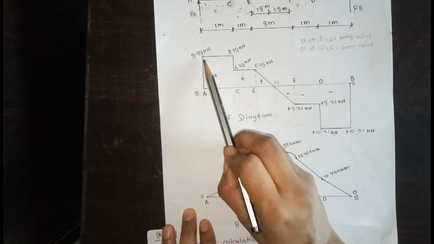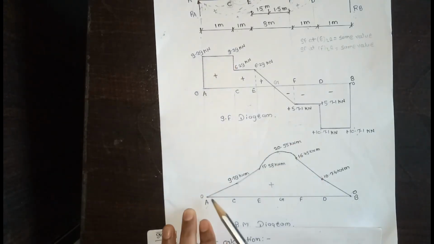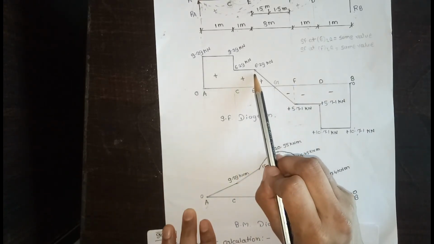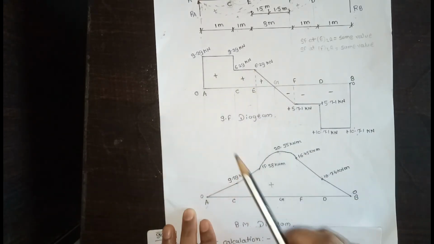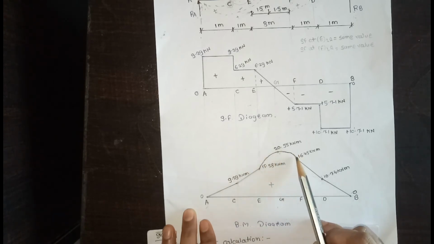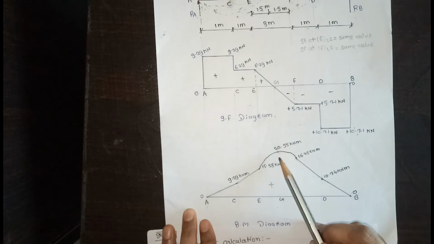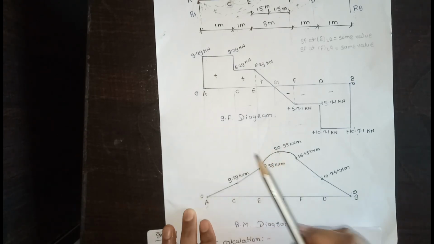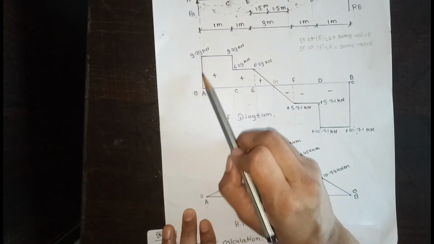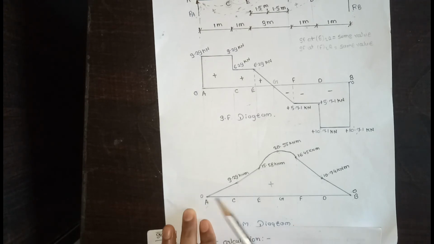In the shear force diagram, horizontal line; bending moment diagram, inclined line. In the shear force diagram, inclined line; bending moment diagram, parabolic curve. When the shear force is 0, then the bending moment is maximum. When the shear force is maximum, then the bending moment is 0. Thank you.